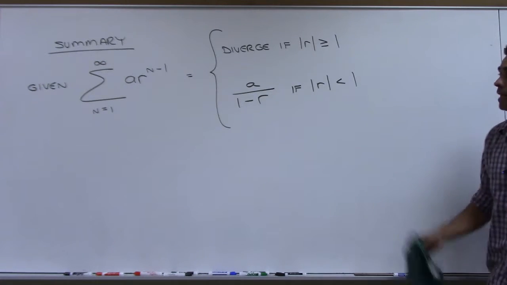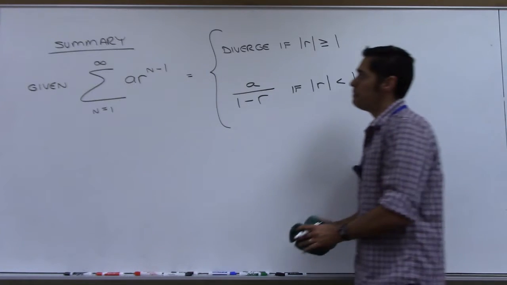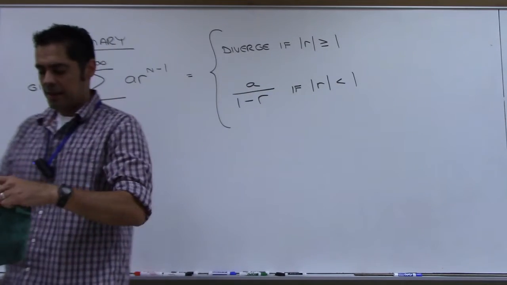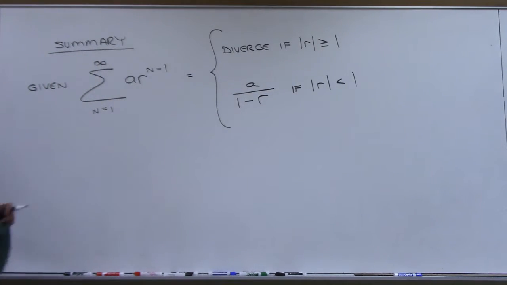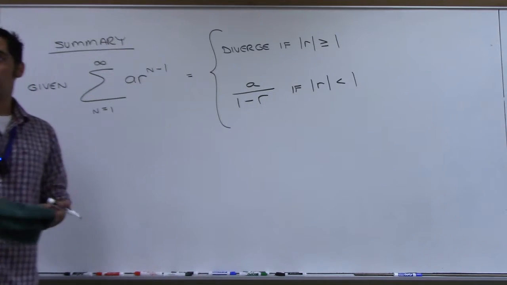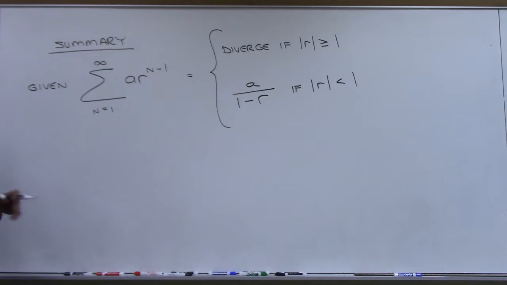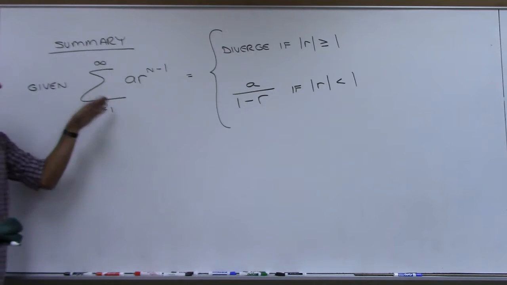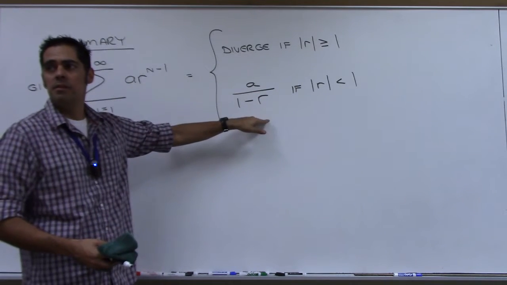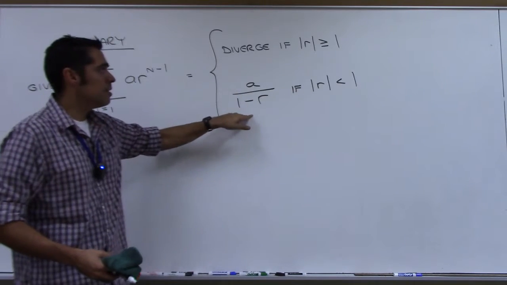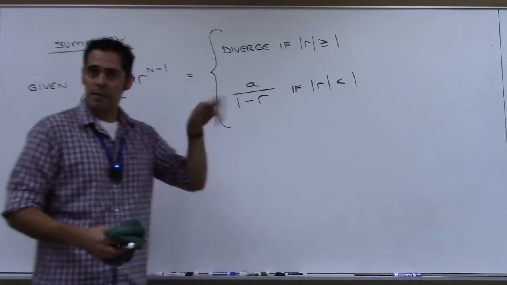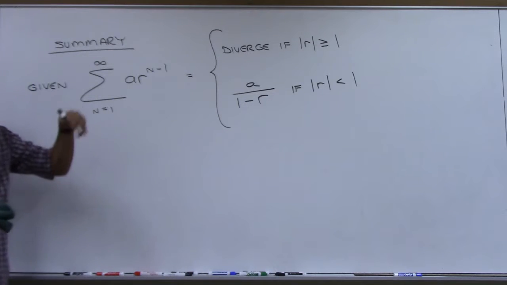All right, that's it. That's the formula. Now let's see this in action, all right? Look, there's very few series that we can actually find the sum of. What I'm telling you is that this is a series we can actually find its sum. Someone gives you a geometric series and the absolute value of r is less than 1, we can actually figure out what it adds up to be.